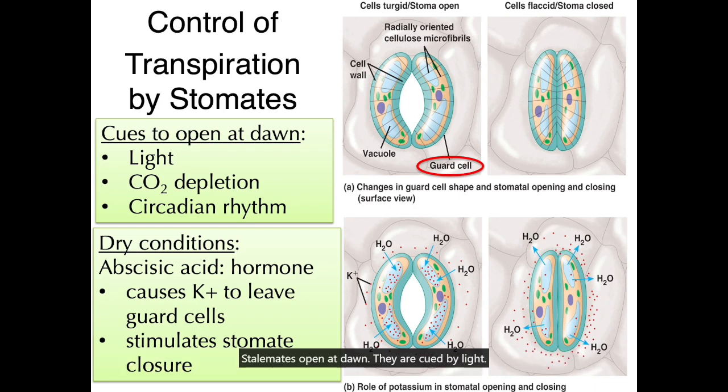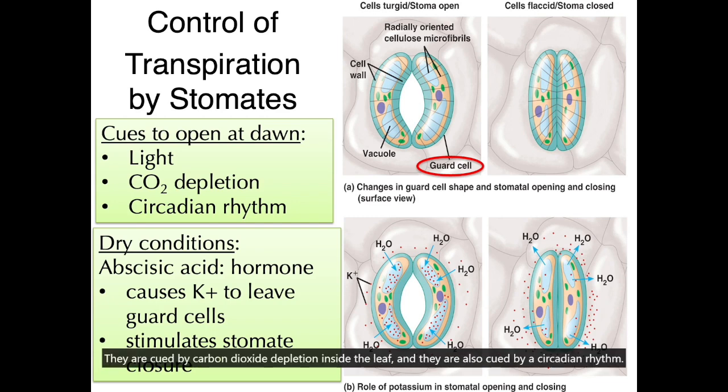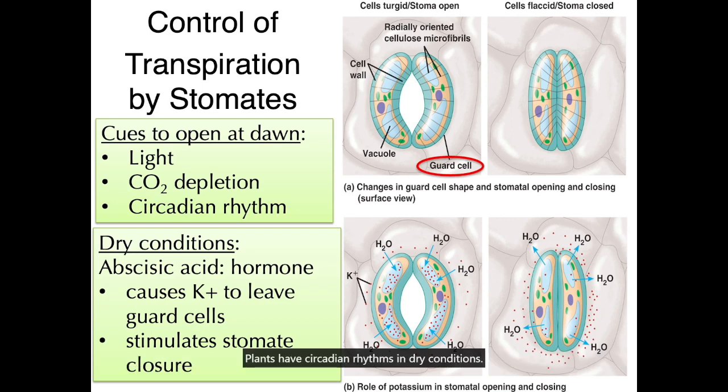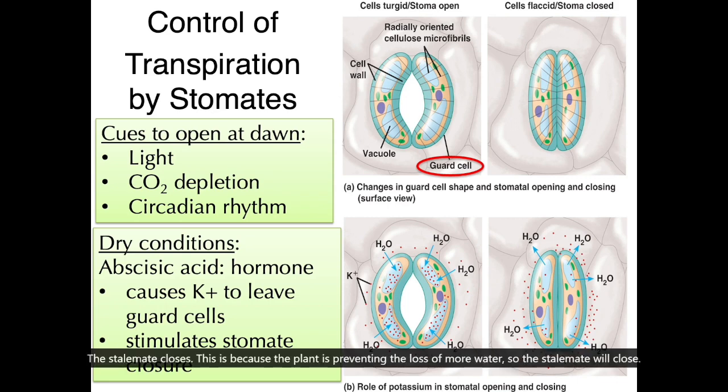Stomates open at dawn. They are cued by light. They are cued by carbon dioxide depletion inside the leaf, and they are also cued by a circadian rhythm. Plants have circadian rhythms. In dry conditions, the stomate closes. This is because the plant is preventing the loss of more water, so the stomate will close.